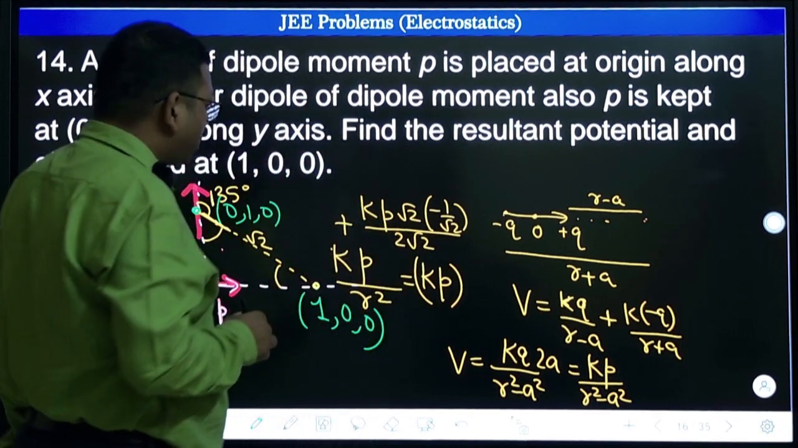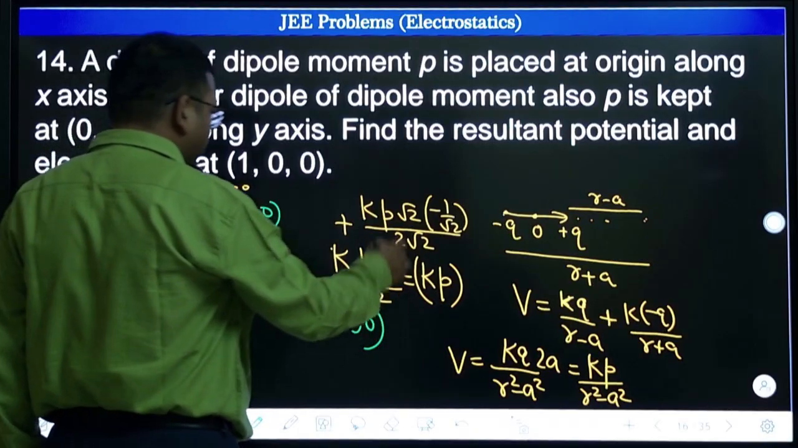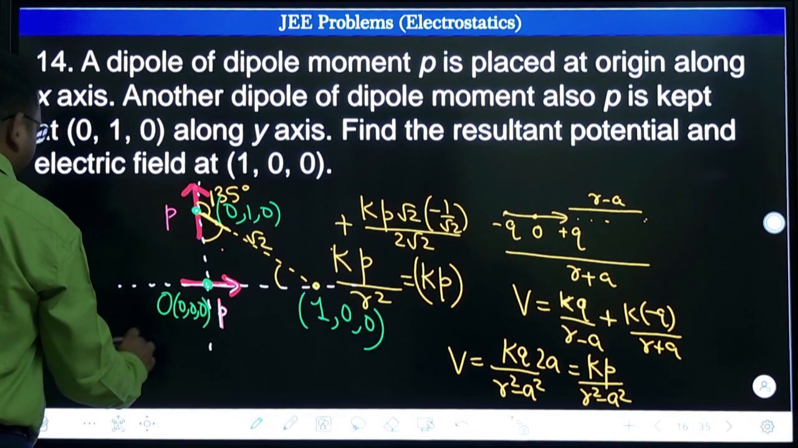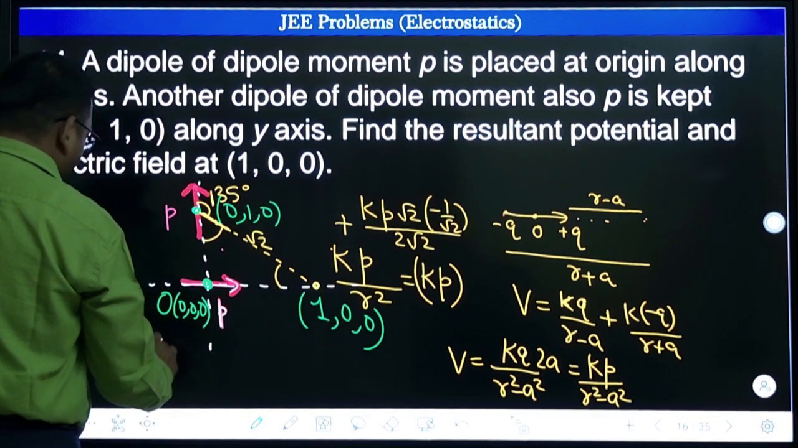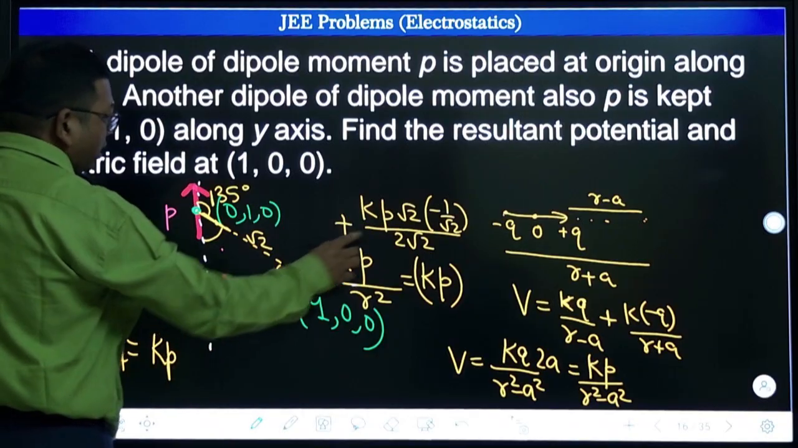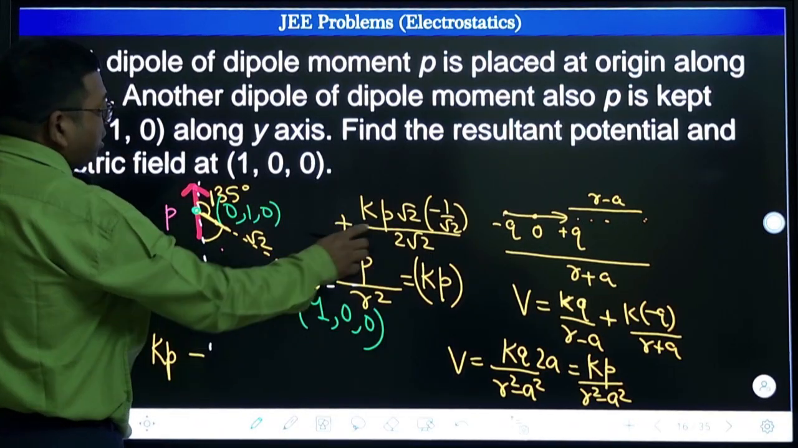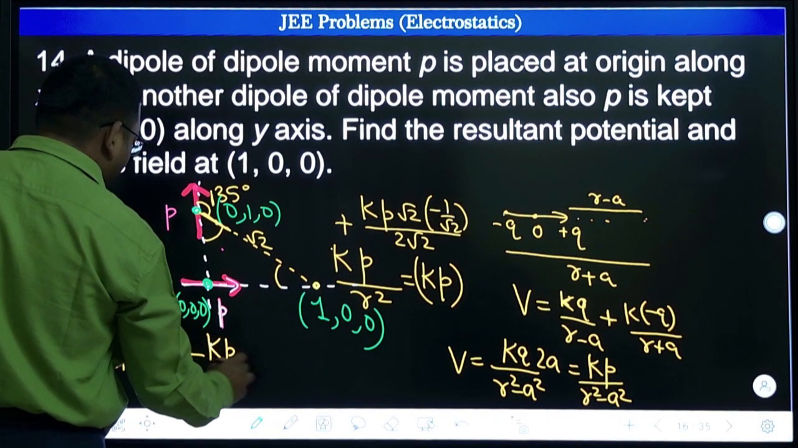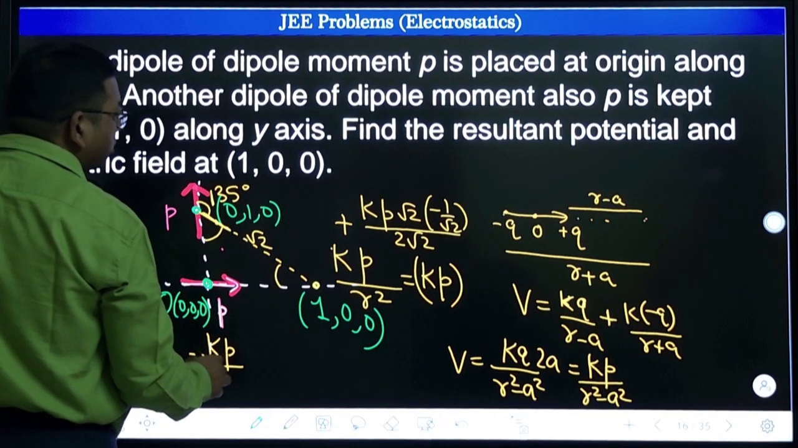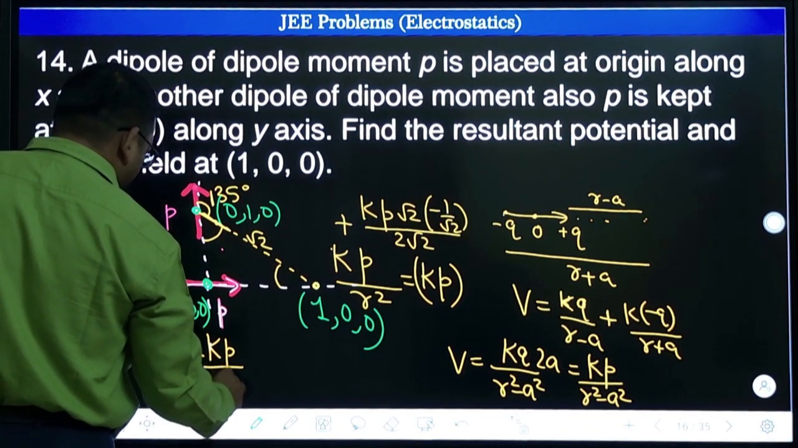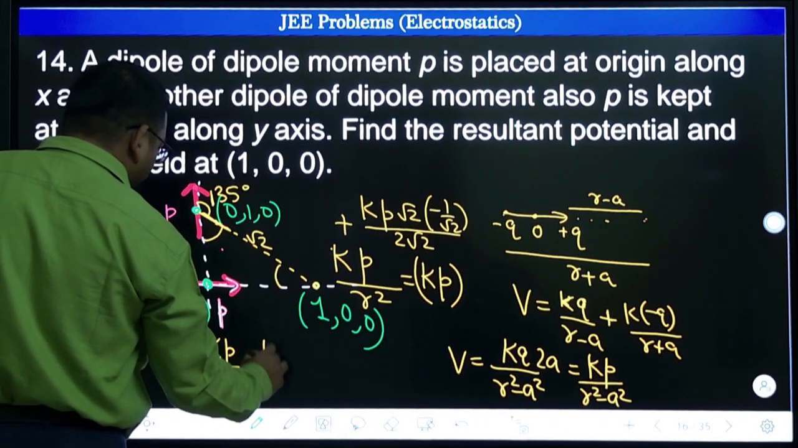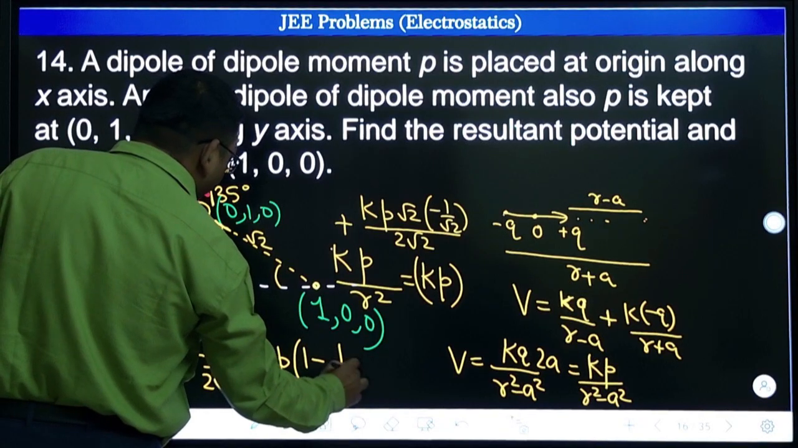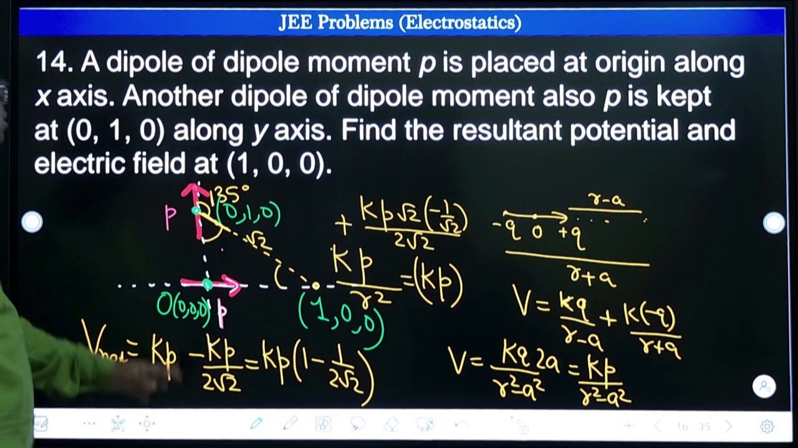So now what do you get from here? We need to add this, right? So net potential at that point will be how much? This is kp due to this, and that will come as minus. Here root 2 got cancelled, so kp by 2 root 2 is going to come, right? You can rearrange this as kp times (1 minus 1 by 2 root 2). This will be the answer.